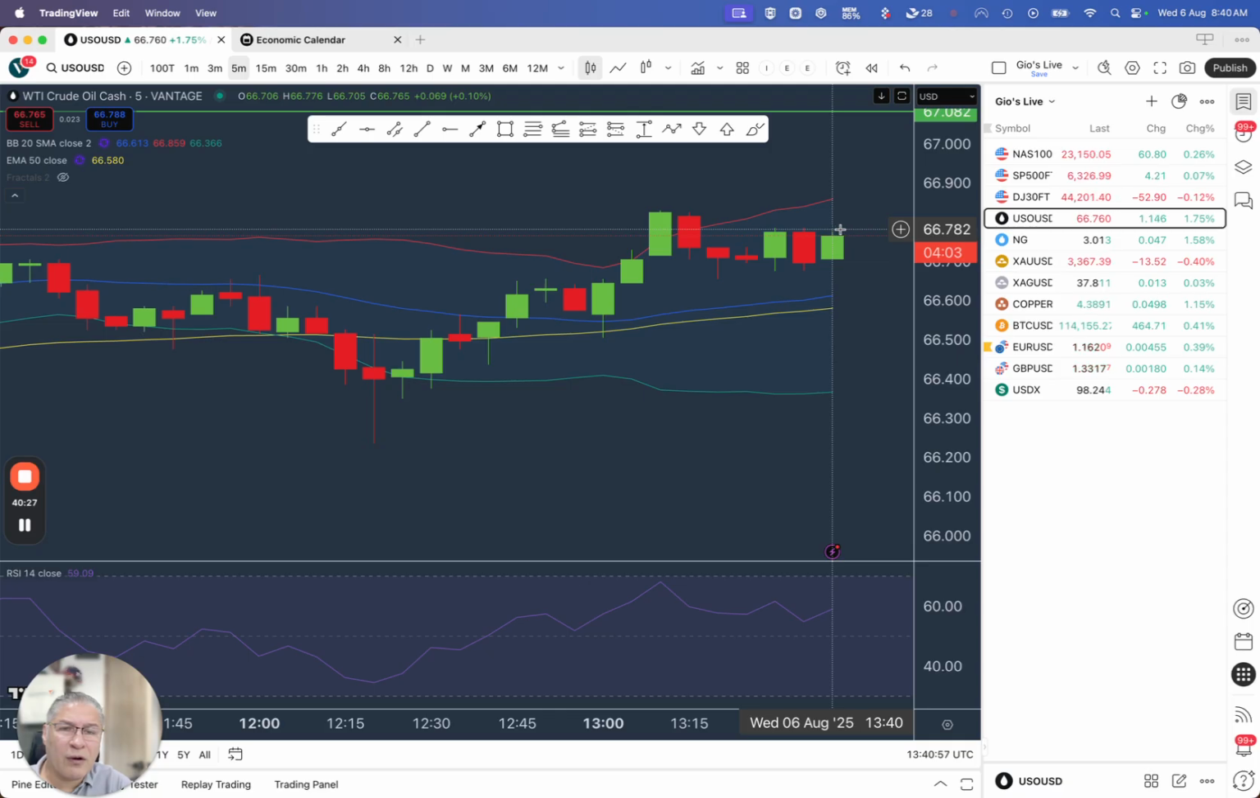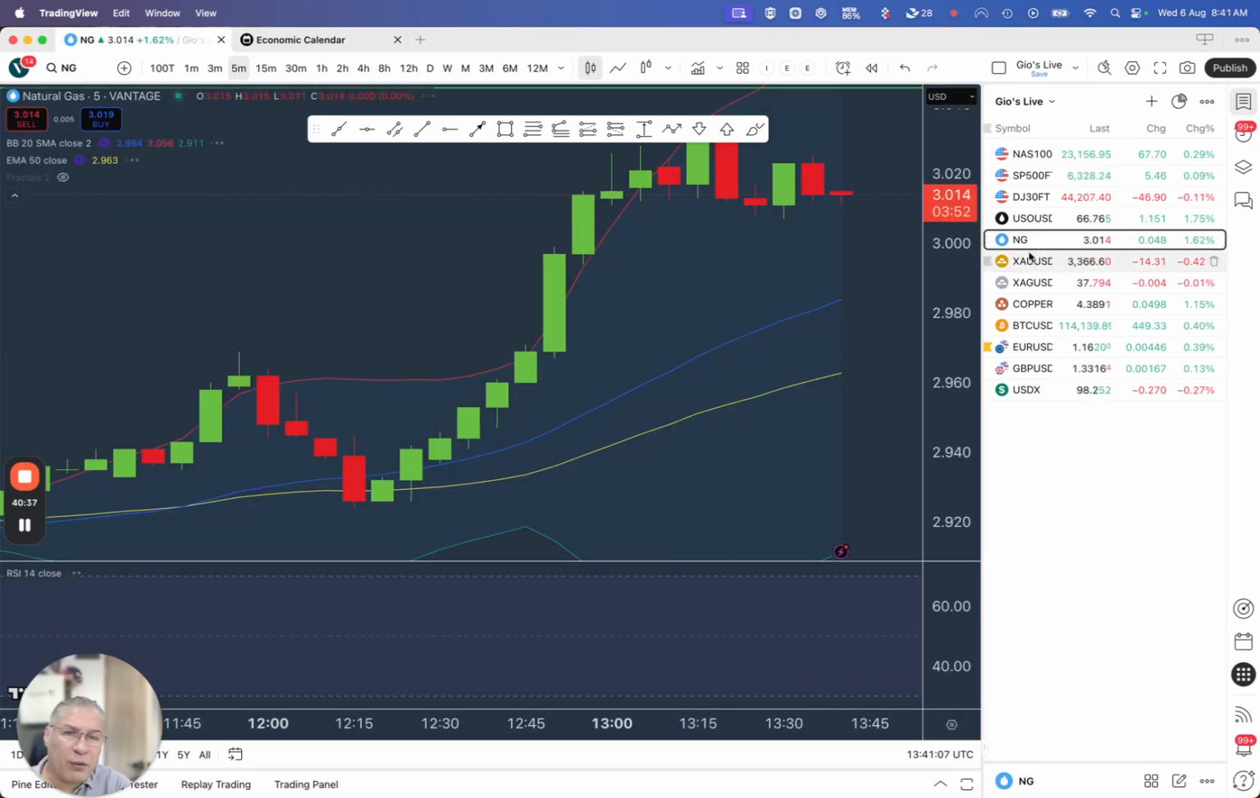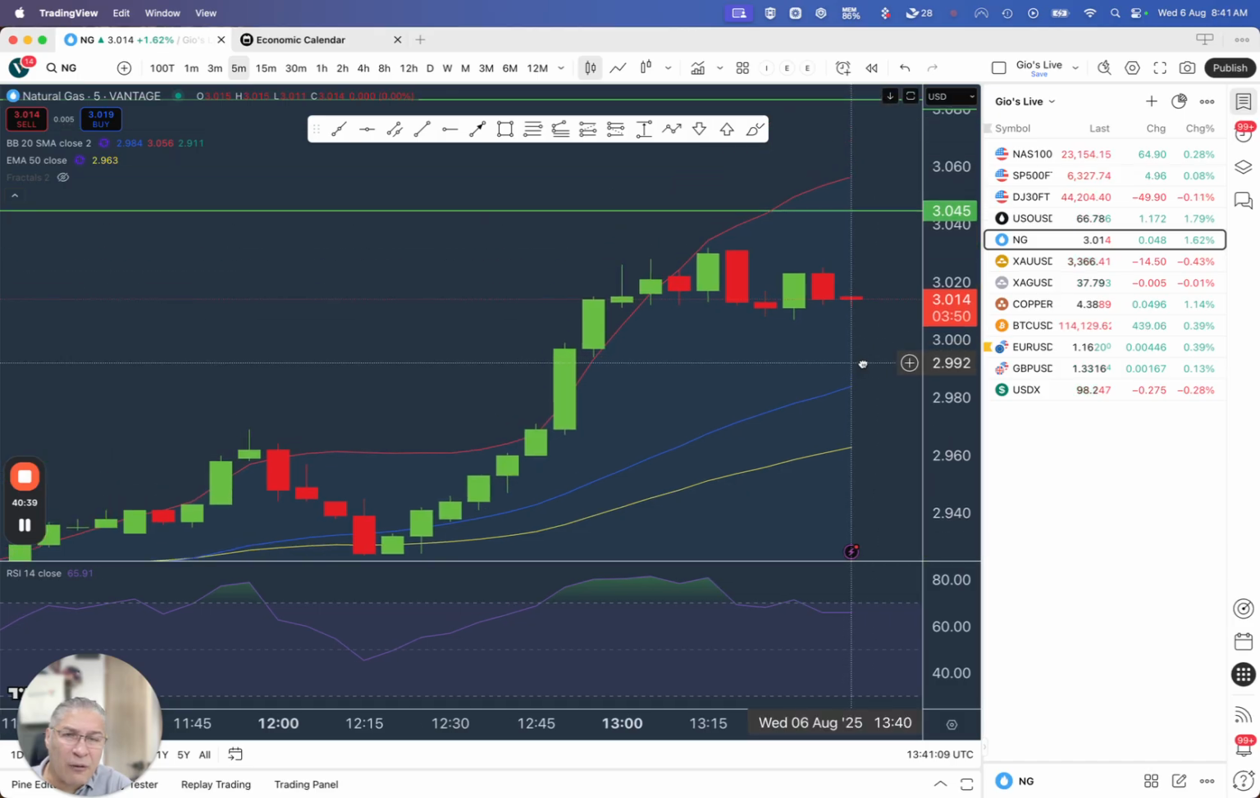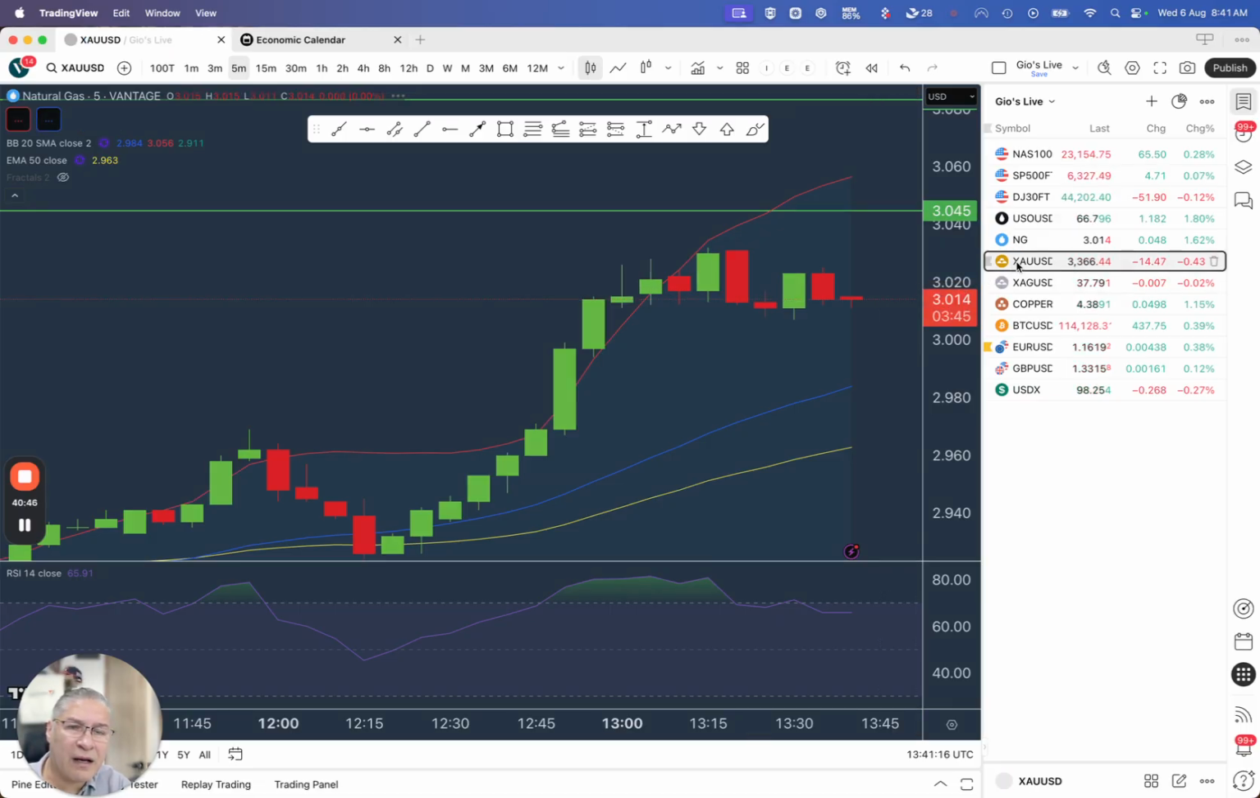All right, crude oil: equal highs, equal lows, congestion. Let's see if we'll see a breakout, depending on that report, but it's still an hour away from now. Then we have Nat Gas. It's sideways trading. It's just waiting for a catalyst.